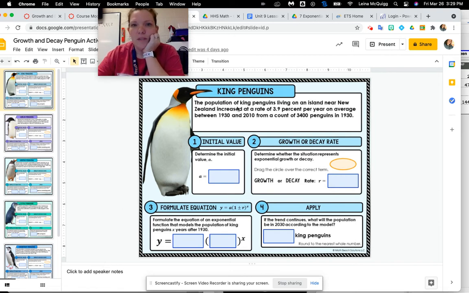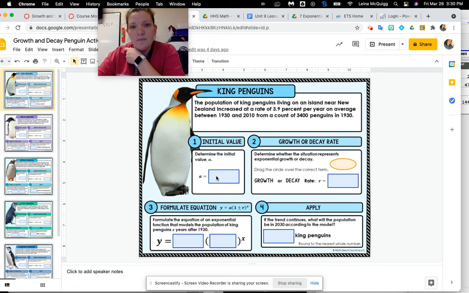The population of king penguins living on an island near New Zealand increased at a rate of 3.9% per year on average between 1930 and 2010, from a count of 3,400 penguins in 1930. Okay, so determine the initial value A. So there's a lot of stuff going on here. But what I want to know is, how many penguins did I start with? Well, it said from a count of 3,400 penguins in 1930. 1930 is when we started.